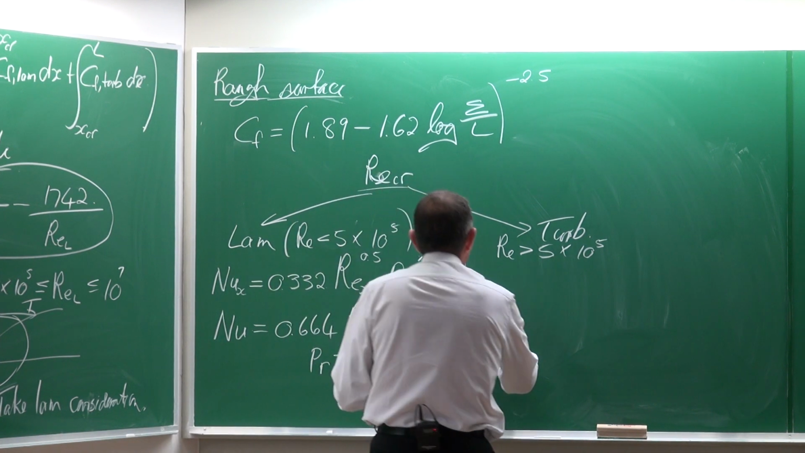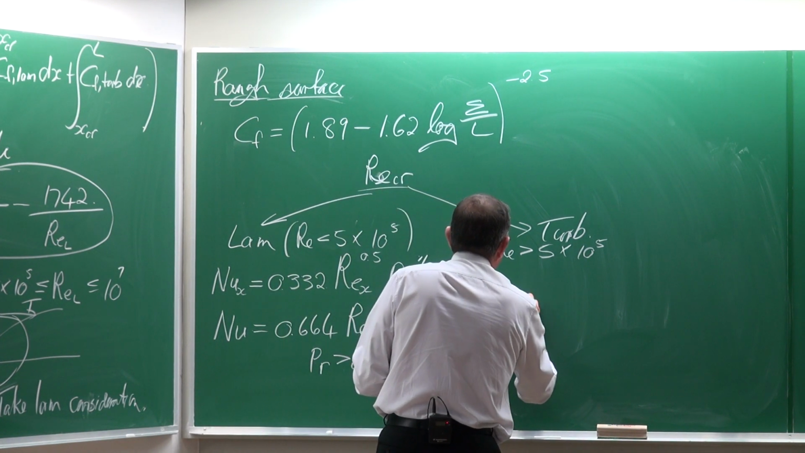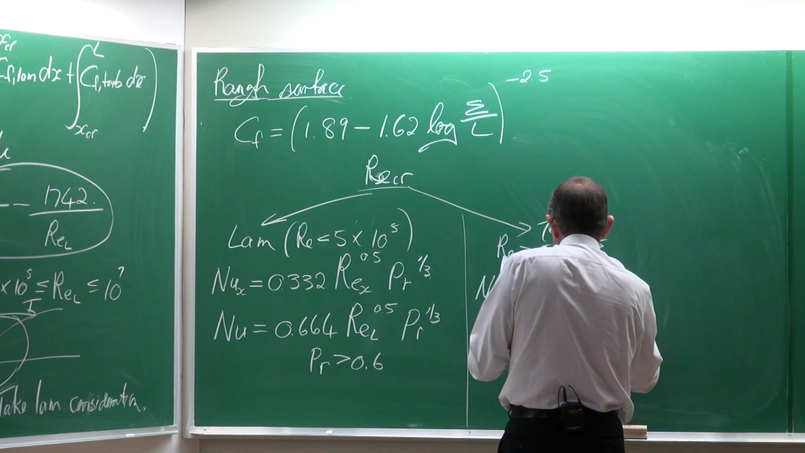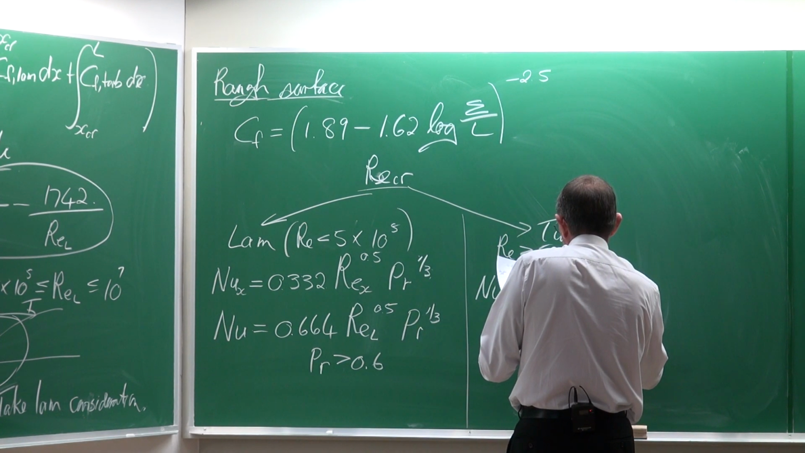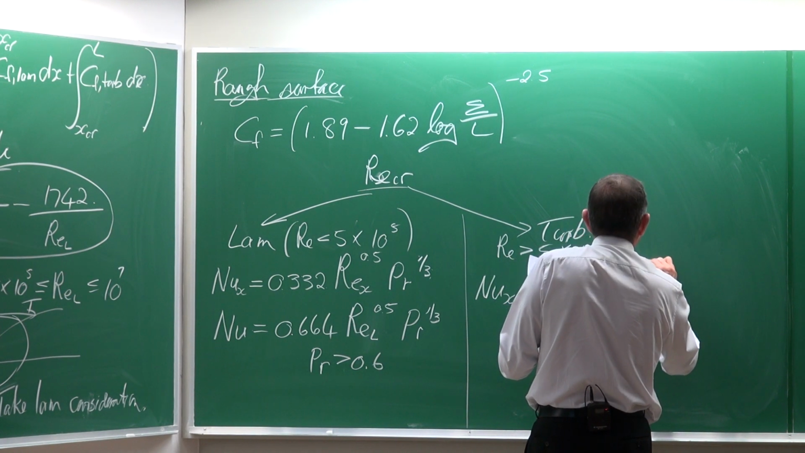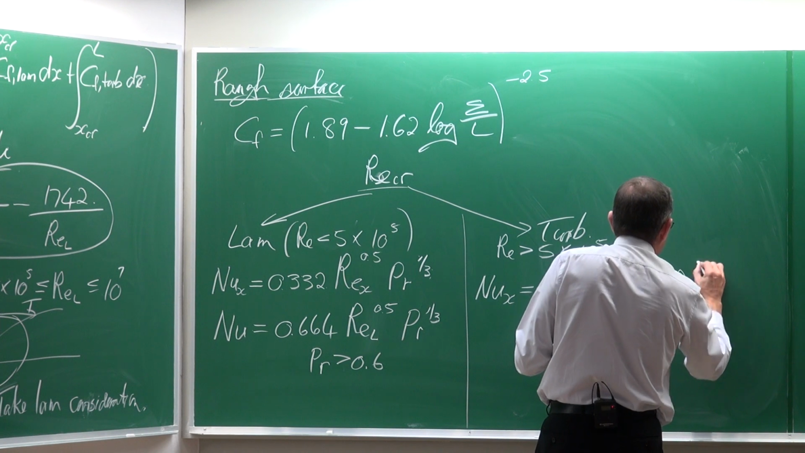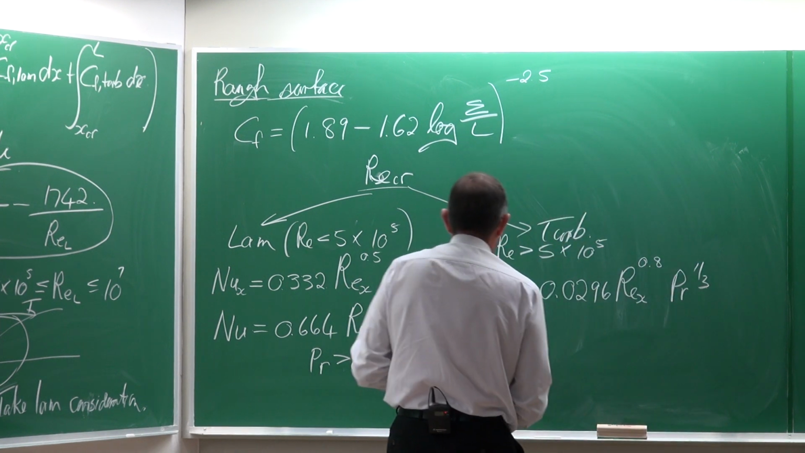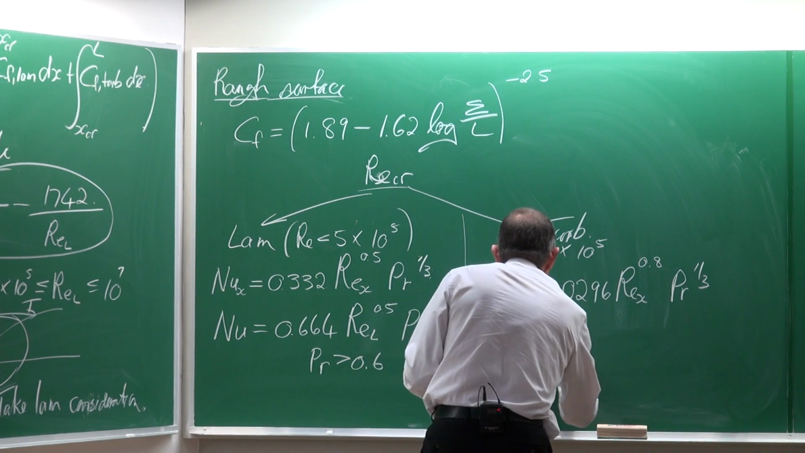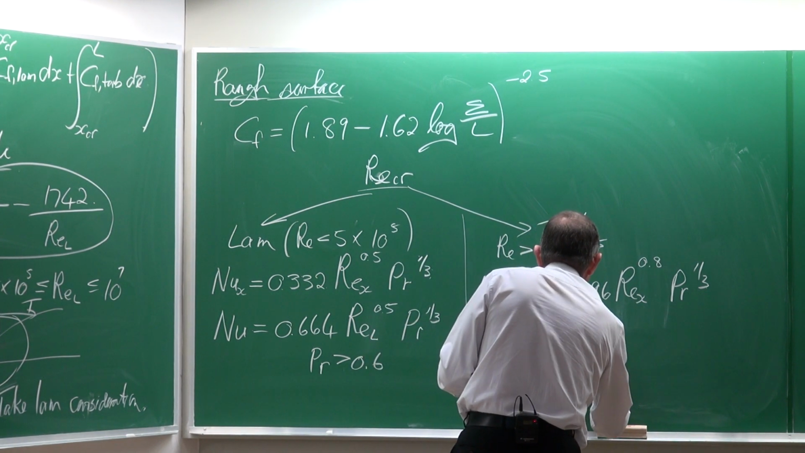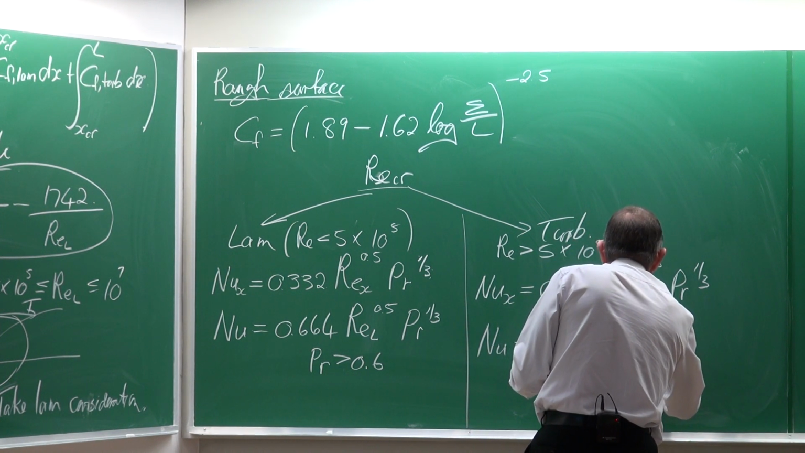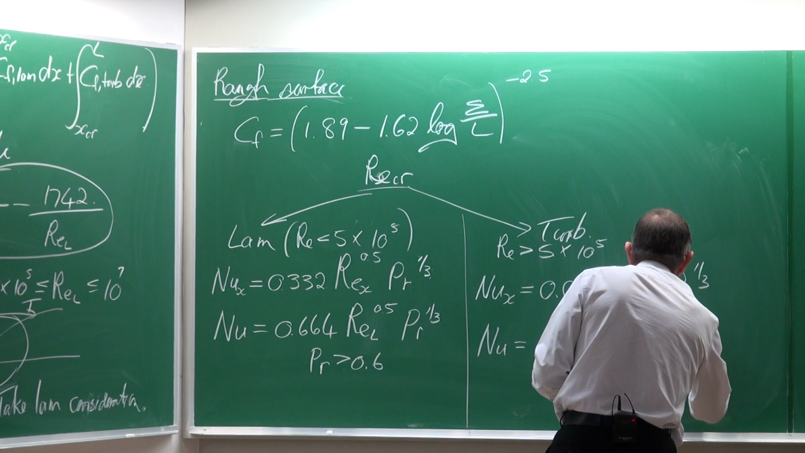For turbulent, there's also a local value, which can be determined from analytical work as equal to 0.0296 Reynolds x to the 0.8, Prandtl to the third, and the average Nusselt number for turbulent flow is equal to 0.037 multiplied by the Reynolds number based on the length to the 0.8, Prandtl to the third.